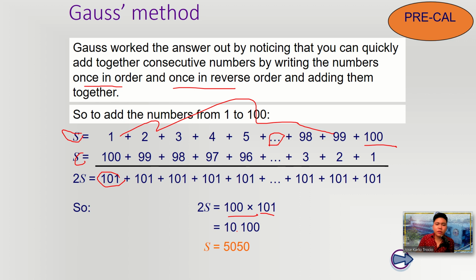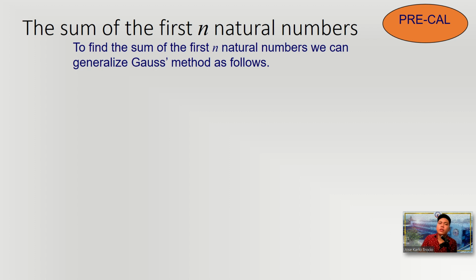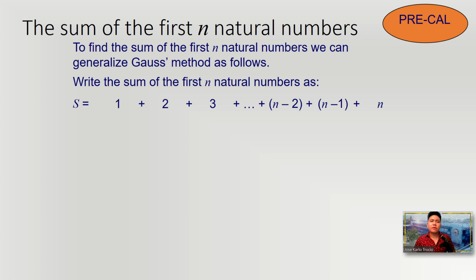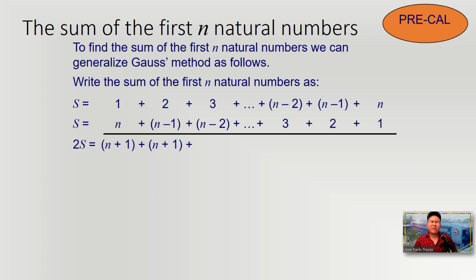So kindly take note of the formula. You divide it by 2, right? 2s divided by 2, right there. So I divided by 2 here also. We will be using these later on. Okay, so the sum of the first n natural numbers. We can generalize Gauss's method as follows. Look at here.